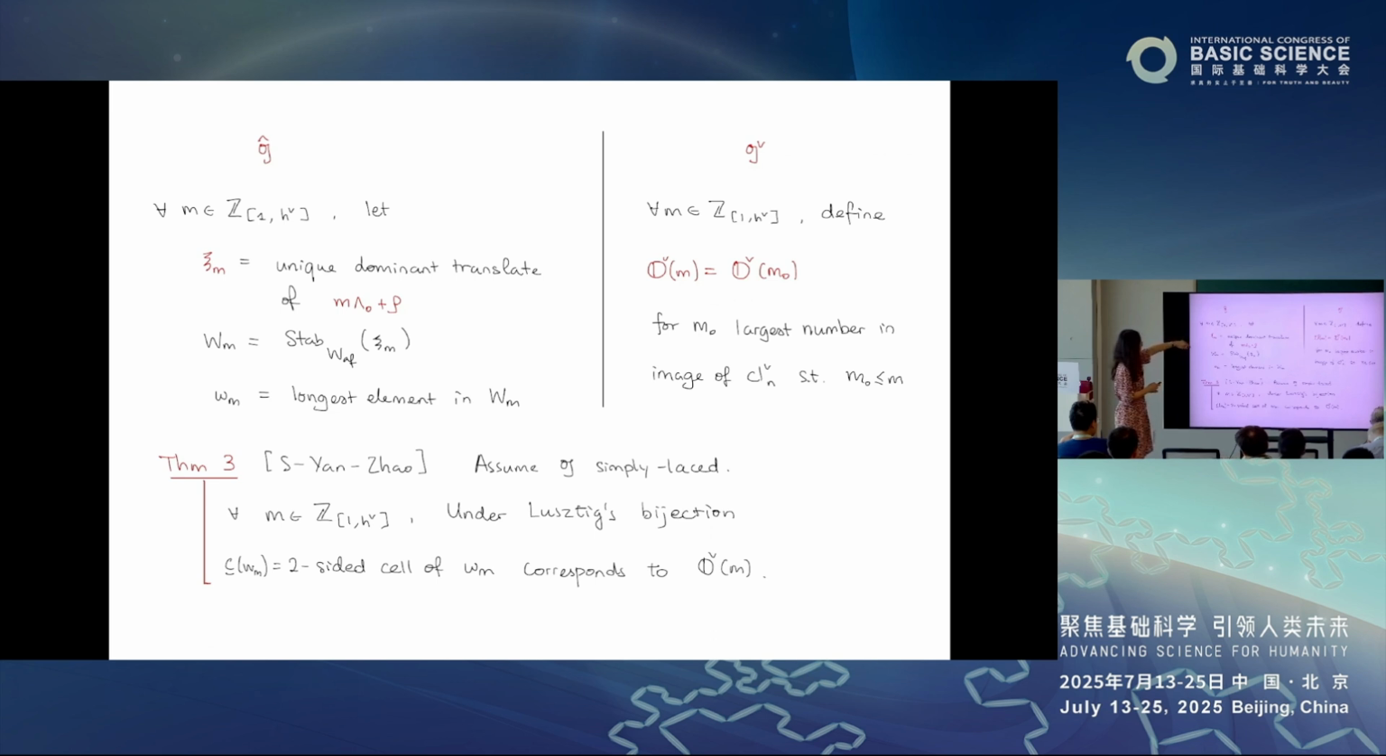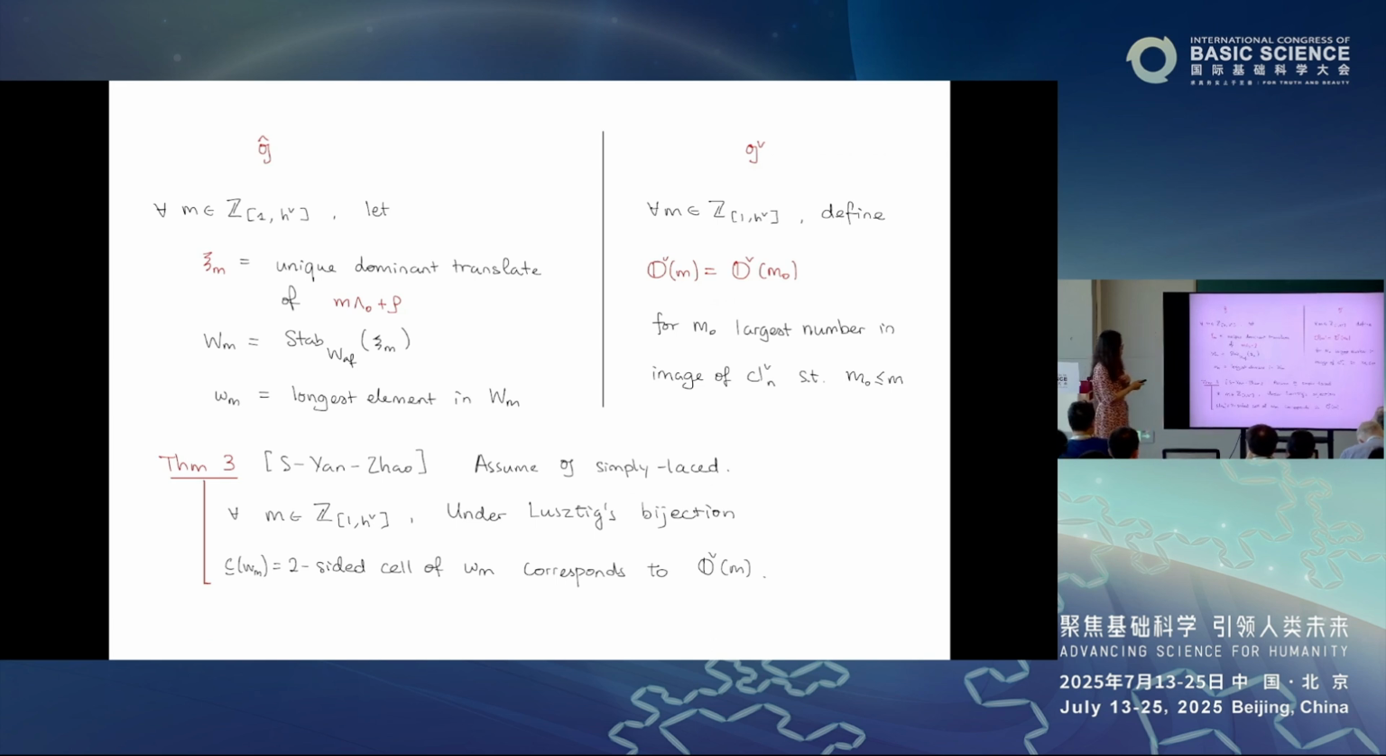And on the affine algebra side, I take this integer m, and then I consider the weight, which is m times the zeroth fundamental weight plus rho. Rho is the half sum of all the positive roots. So this is an affine weight. You take a unique dominant translate of it under the affine Weyl group. This is denoted by psi m. When m is in this region, this weight is singular, so it usually has a stabilizer, which I denote by W_m. This is a finite Coxeter group, and I take small w_m to be the longest element in this group.